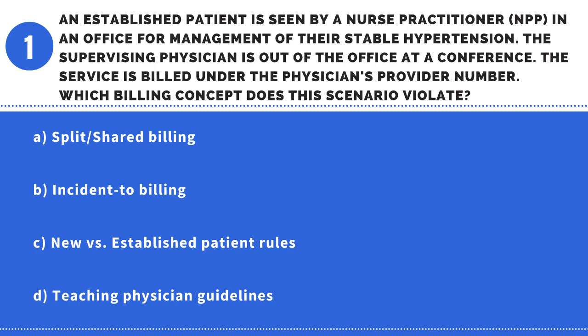Question 1. An established patient is seen by a nurse practitioner, NPP, in an office for management of their stable hypertension. The supervising physician is out of the office at a conference. The service is billed under the physician's provider number. Which billing concept does this scenario violate?